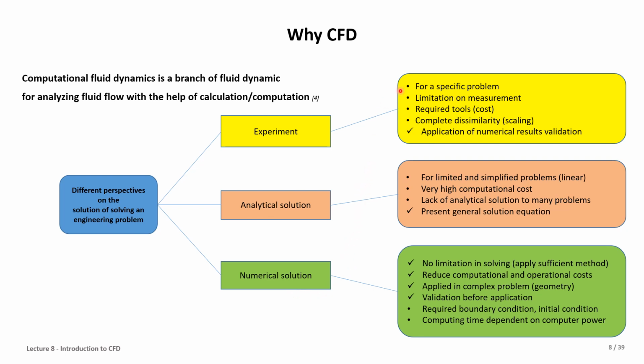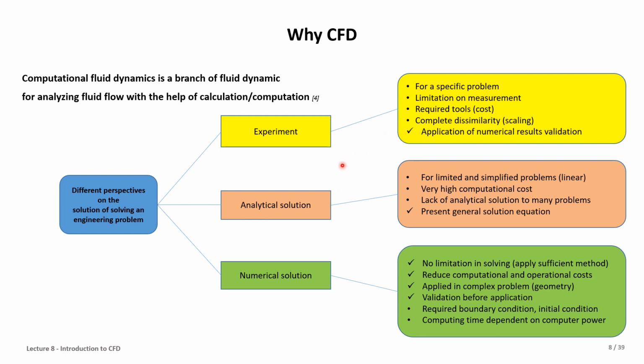Experiment is possible for a specific problem. We have limitations of measurement. It requires tools, which most of the time are costly, and there is a complete dissimilarity in the scaling. So we can use the experimental result to validate the numerical solution. So in this part, it's helping. But it's not possible to use it always for every size or every problem.